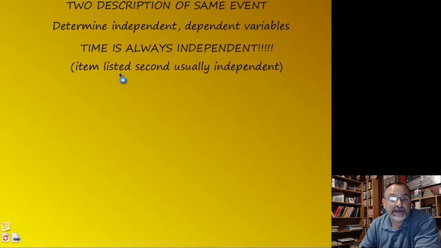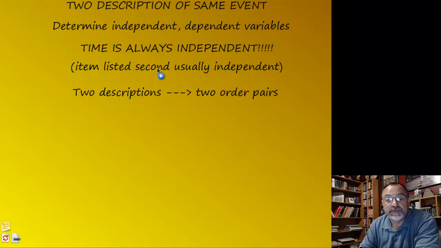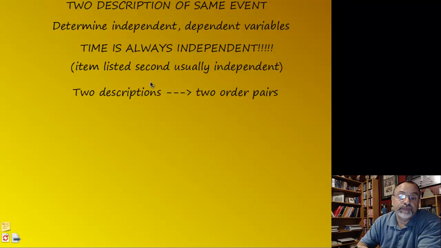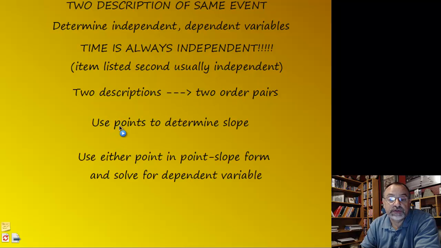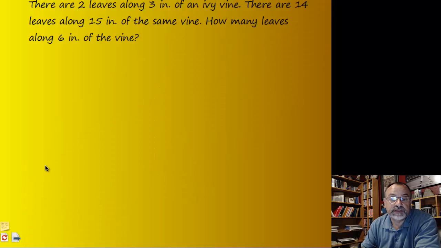Now, 99% of the time, the item listed second will usually be your independent variable as well. There'll always be two descriptions, which will give you two ordered pairs, and then once we have two ordered pairs, you can use that to determine your slope, and then you can substitute in, giving you your point-slope form, and then you can solve for the dependent variable or just substitute it in depending on what's given to you.